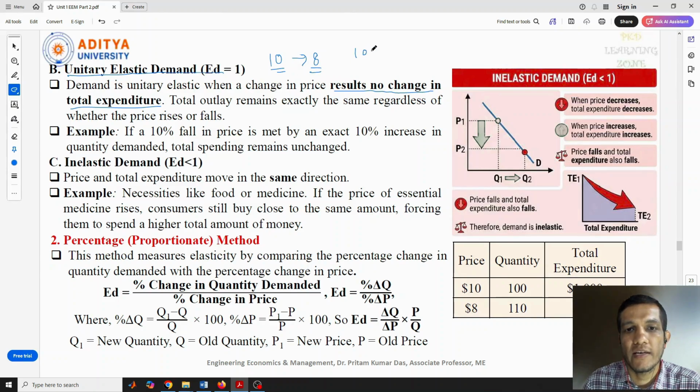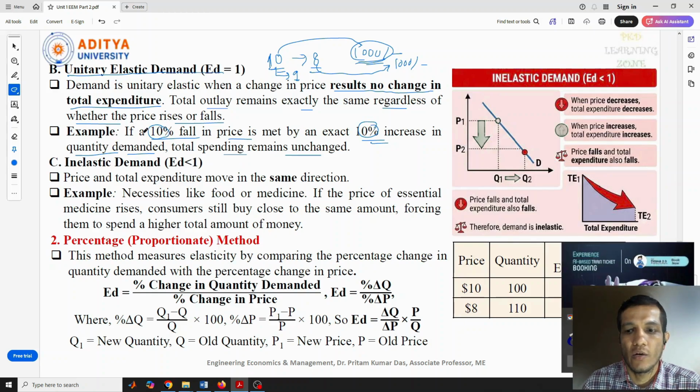How much expenditure was there initially? Suppose 1000 rupees. Even after the price change, again the same 1000 rupees expenditure will come out. So the total outlay remains exactly the same regardless of whether the price rises or falls. If there is a 10% fall in the price, 10 rupees will become 9 rupees, and it is matched by an exact 10% increase in the quantity demanded, so total spending remains unchanged.